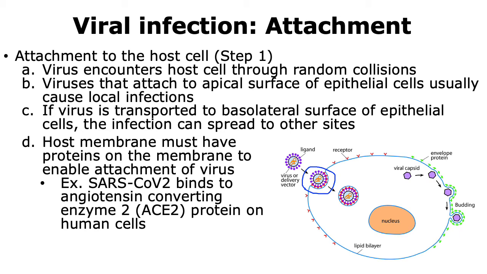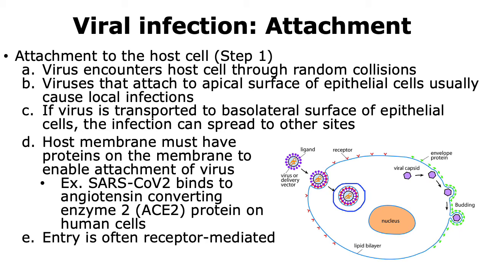An example of such a virus and host protein interaction is where the SARS-CoV-2 virus's spike protein can bind to a host protein called the angiotensin converting enzyme 2, or ACE2 protein. This interaction facilitates the entry of the virus inside the host cell, and this entry is normally receptor mediated.